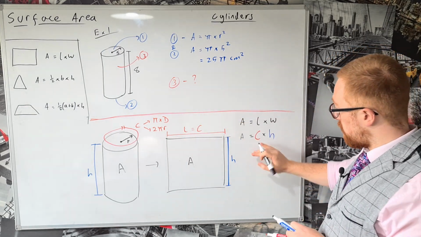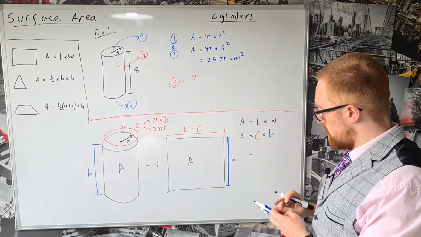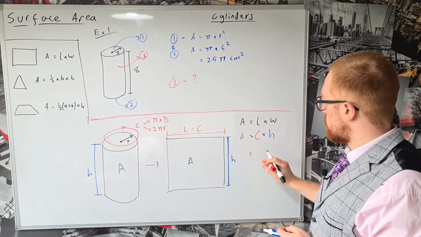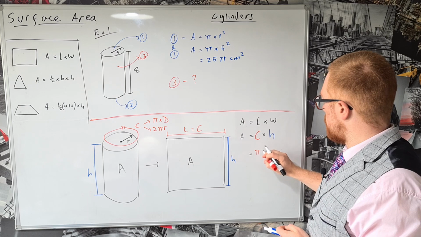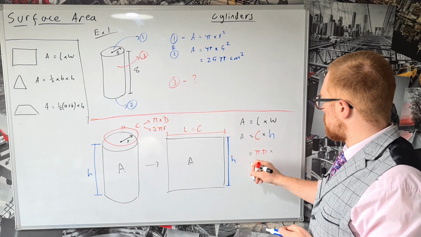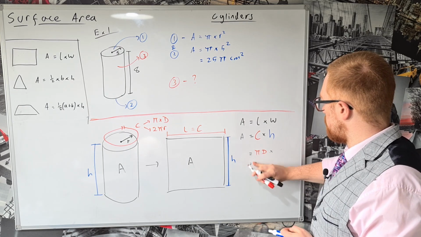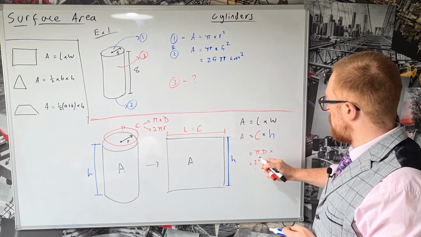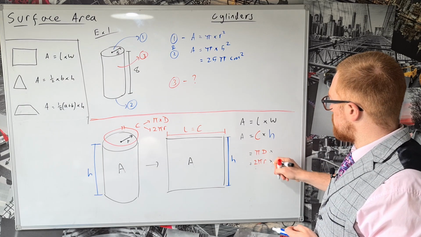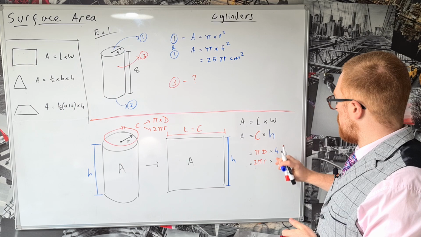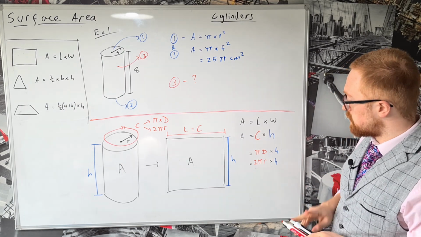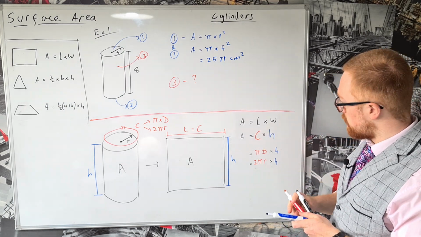So it gives us sort of 3 versions of this formula down here. So we get pi d times by h, or we get 2 pi r times by h. So you've got sort of 3 versions. They all stem from this top one.